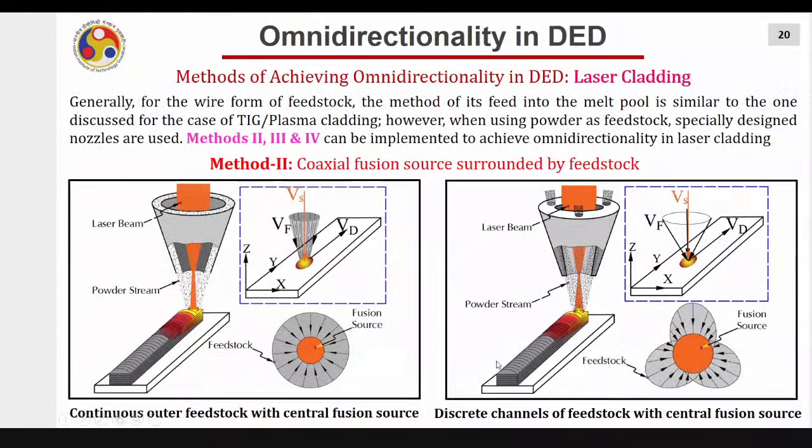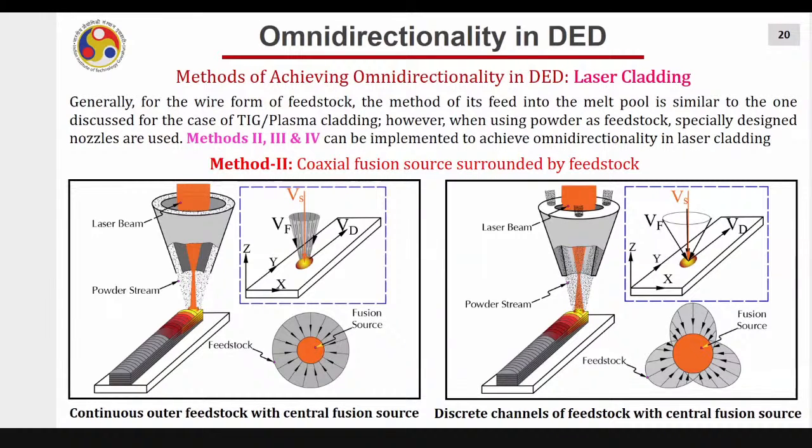Now let us come to laser cladding. We have a benefit here. When I use laser, I can use powder as raw stock material. Wire is not always required as a raw stock material. So generally, for the wire form of feedstock, the method of its feeding into the molten pool is similar to the one discussed for TIG and plasma. However, when we use powder as feedstock, special designs or nozzles are available. So let us apply methods 2, 3, and 4 here for the laser cladding system, the omnidirectional laser cladding system.